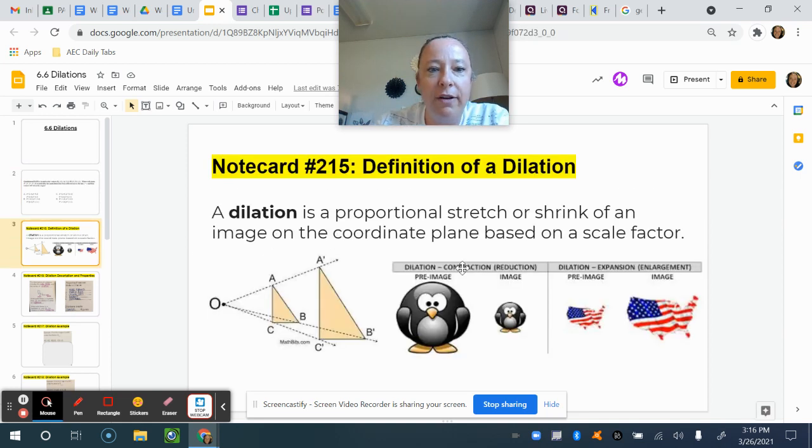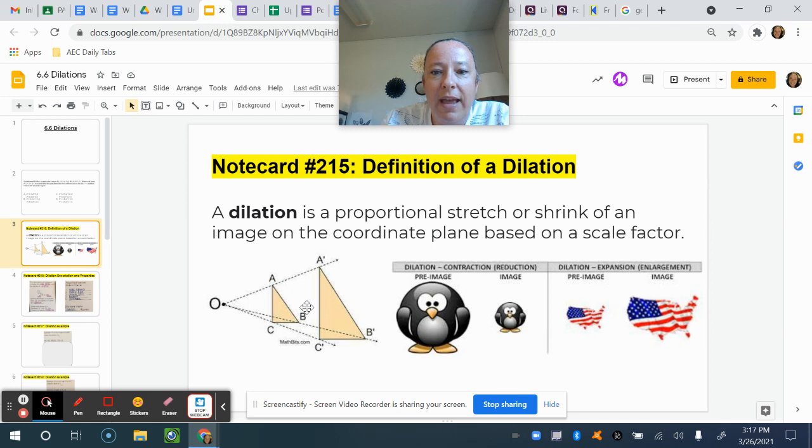All right, note card 215. What is a dilation? A dilation is a proportional stretch or shrink of an image on the coordinate plane based on a scale factor. There are other words you can use instead of stretch or shrink, a compression, things like that. But overall, just know that it's a stretch or a shrink.